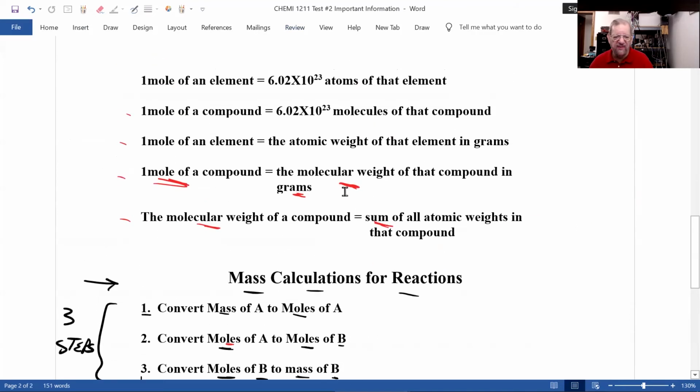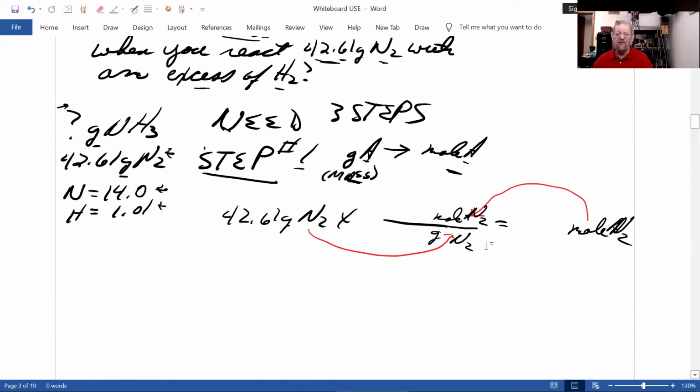You look at important information. One mole of a compound equals the molecular weight of that compound, and the molecular weight of the compound is the sum of all atomic weights. So one mole of nitrogen gas, N2, equals its molecular weight. And the molecular weight of nitrogen gas is the sum of all atomic weights, which is two nitrogen. Each nitrogen is 14.0, equals 28.0.